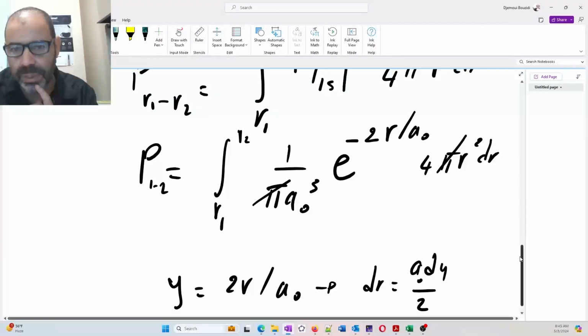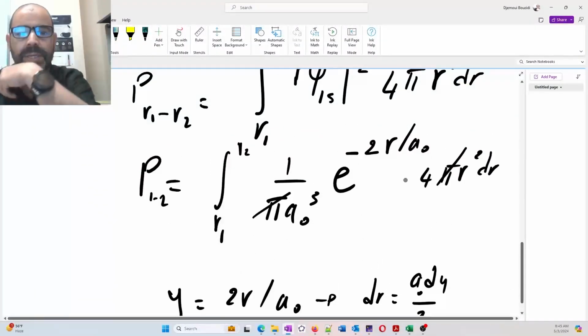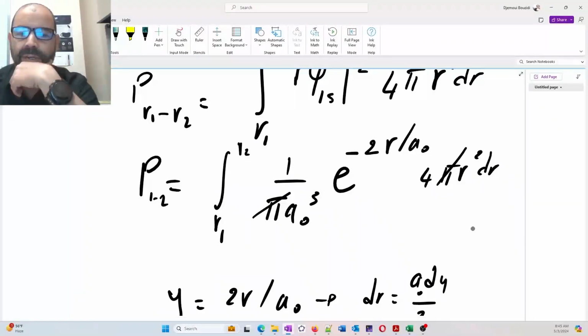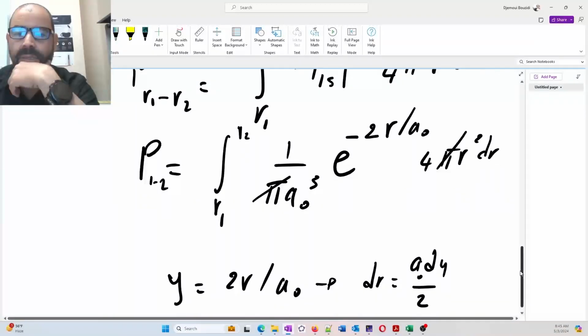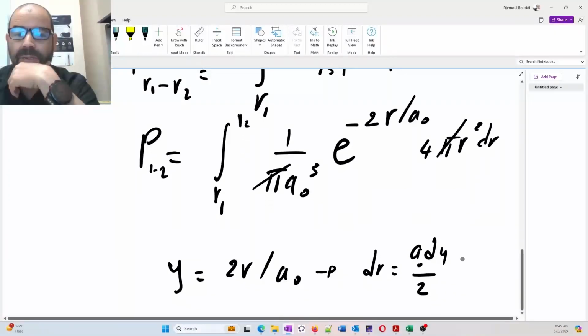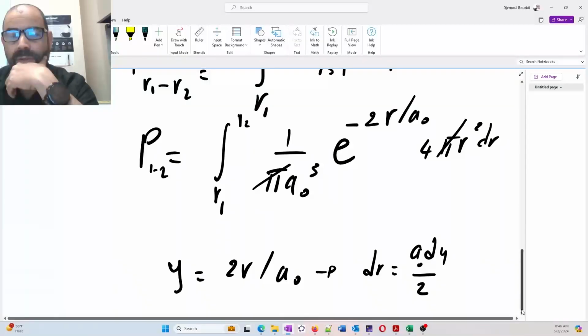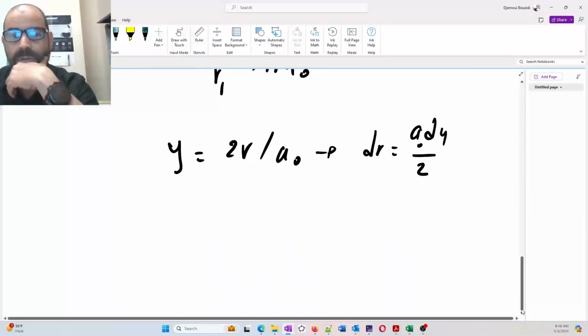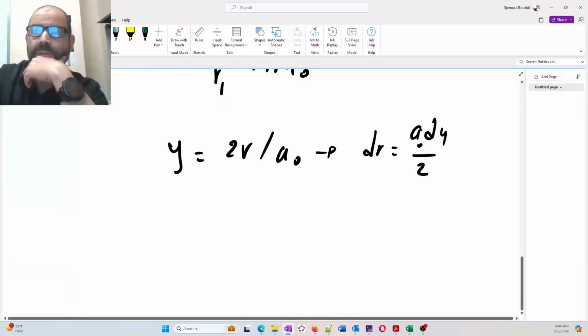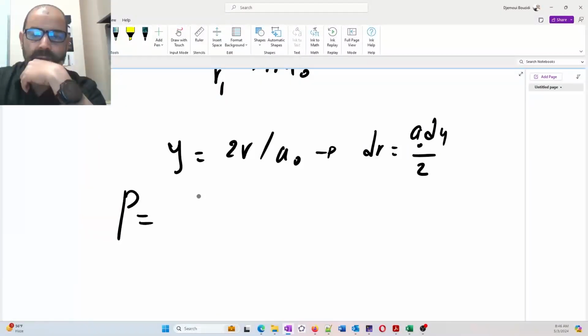Okay, so the exponential now will have negative y in it, and then here you have 4r squared over a naught squared, that is actually y squared, but we have that dr that's going to bring this a naught, which cancels the other a naught from the a naught cubed, so we'll be left with 1/2 of everything in here, the same as we did for the normalization.